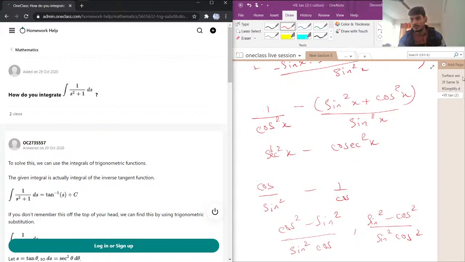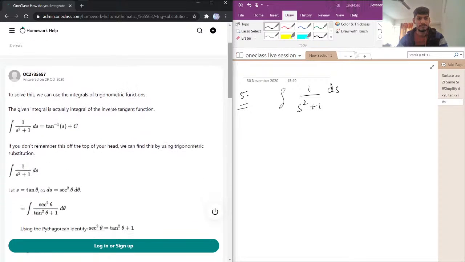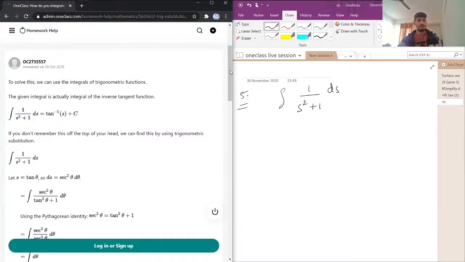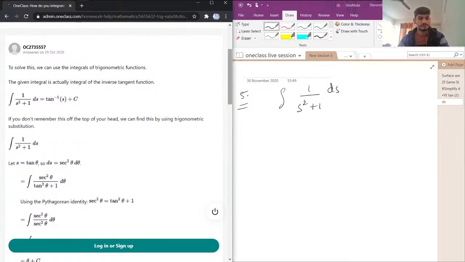Now this was 1, 2, 3, 4. Question number 5. How do we integrate 1 over s square plus 1 ds? So 1 over s square plus 1, the given integral is actually the inverse of tangent function. Okay.